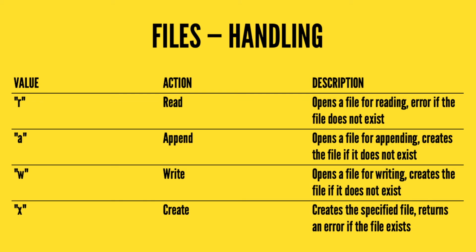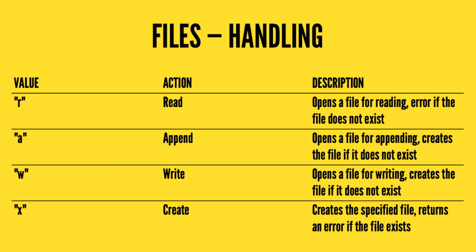The next one is A for append, and that opens up a file for appending. What that means is that we add to the file. If the file doesn't exist, using A will create it and append to it.